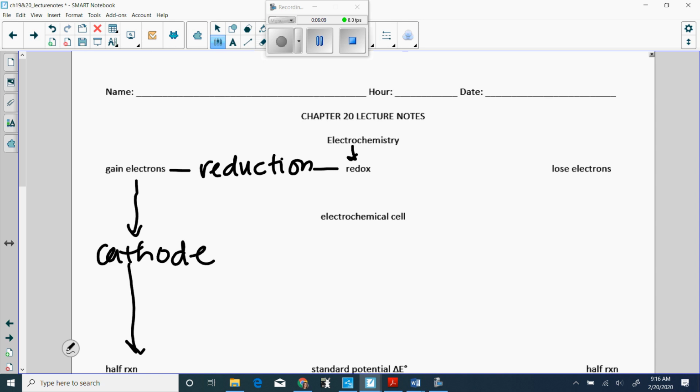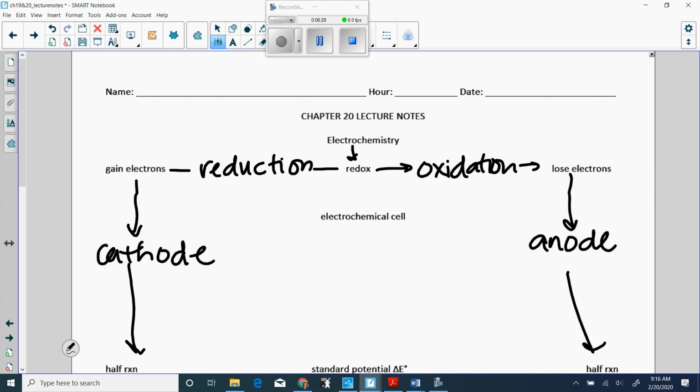So the whole reaction is all of these beakers. But this is one half of it, and this is the other half of it. The loss of electrons is called oxidation. That happens at what's called the anode, and that's the other half reaction.